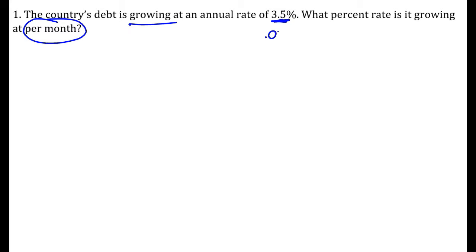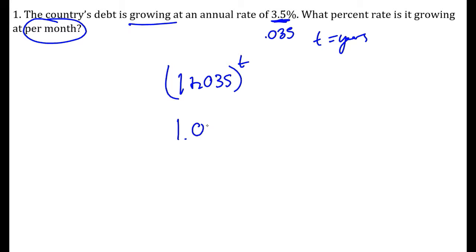3.5%, well, that's 0.035 as a decimal, because I'm growing, it's 1 plus 0.035 to the t, where t is years. So we have 1.035 to the t, and I have some principal amount that I don't know what it is. Right now it's about $20 trillion, which is sad. So I want to know what's the monthly rate of change. What is it growing at per month?